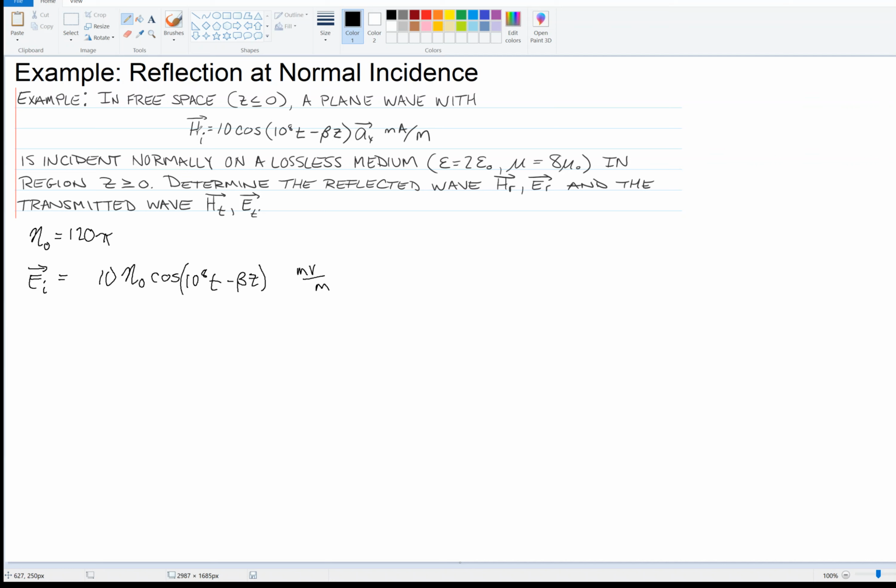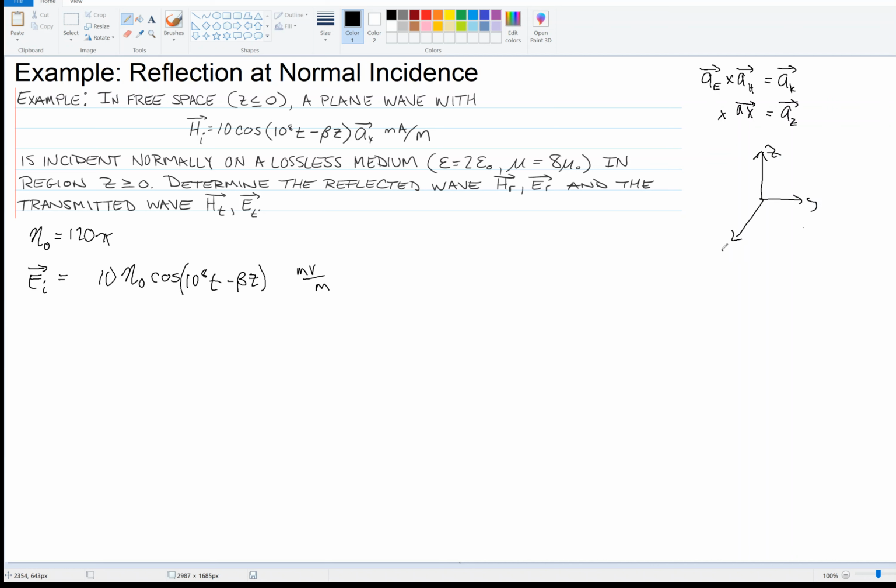Since the magnetic field points in the x direction, we ask ourselves, what is the direction of the electric field? Remember that a unit vector in the direction of the electric field, cross a unit vector in the direction of the magnetic field, must equal a unit vector in the direction of propagation. We've already said the magnetic field is in the direction ax, and the direction of propagation is in the z direction. So what's the direction of the electric field? You'll think about the right-hand rule.